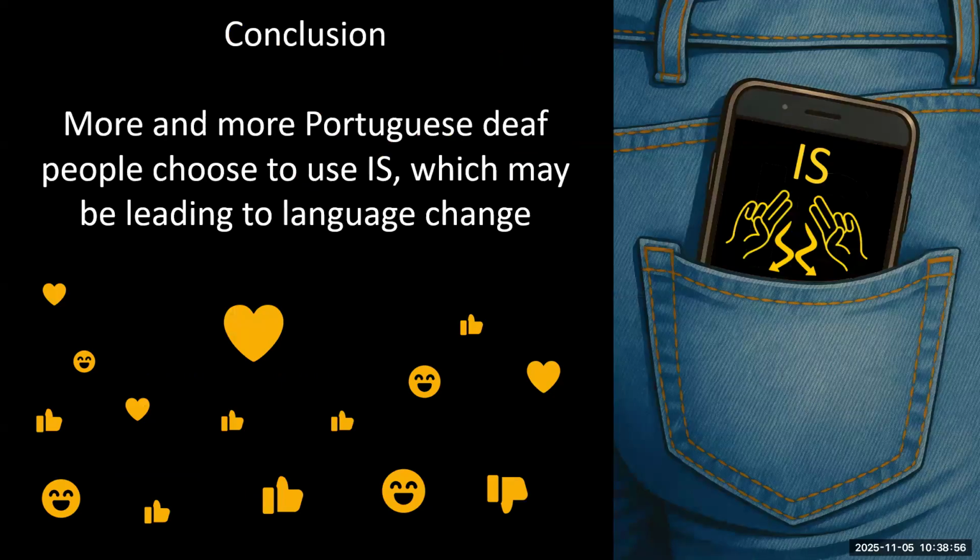So in conclusion, we see more and more Portuguese deaf people choosing to use international sign. And what does this lead to in terms of language change in Portuguese Sign Language? It's something for us to further consider and an interesting topic for us looking forward.